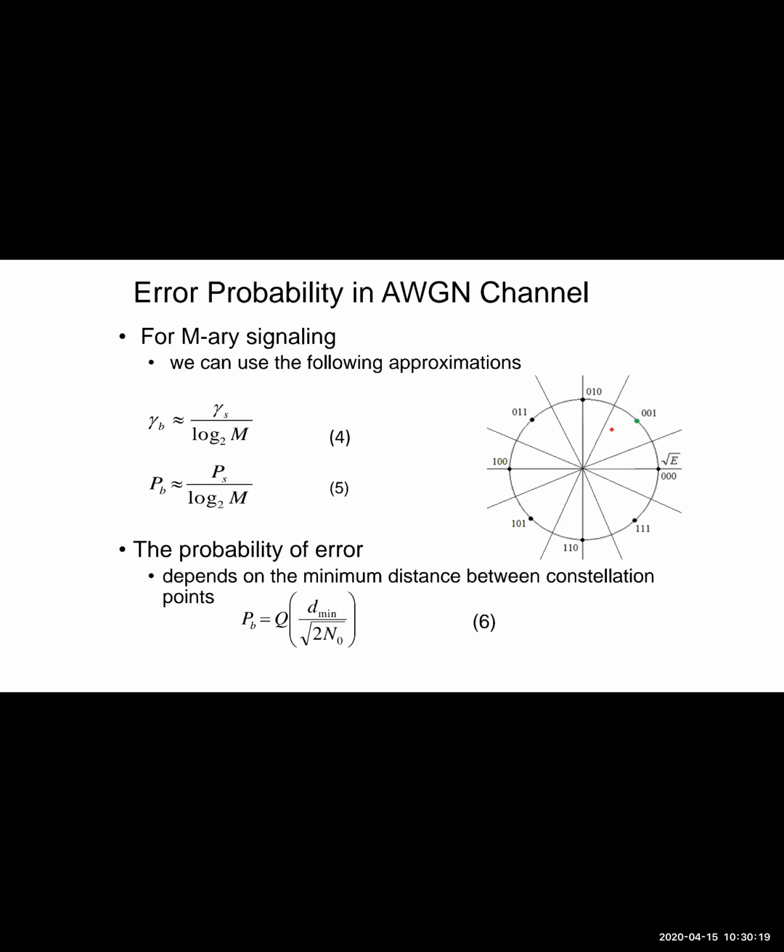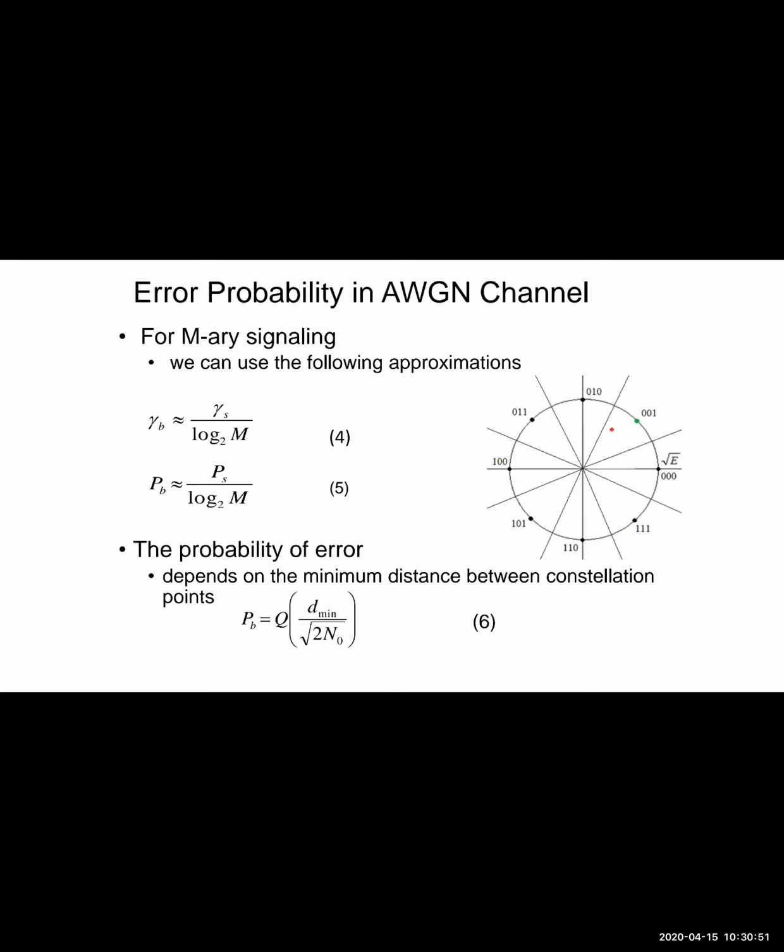So based on the type of modulation scheme you are using, you can convert from symbol to bit in terms of SNR per bit. Then you can convert from probability per symbol to probability per bit. But in practice, what is needed is probability per bit. Are we okay? Yeah, yes, sir.